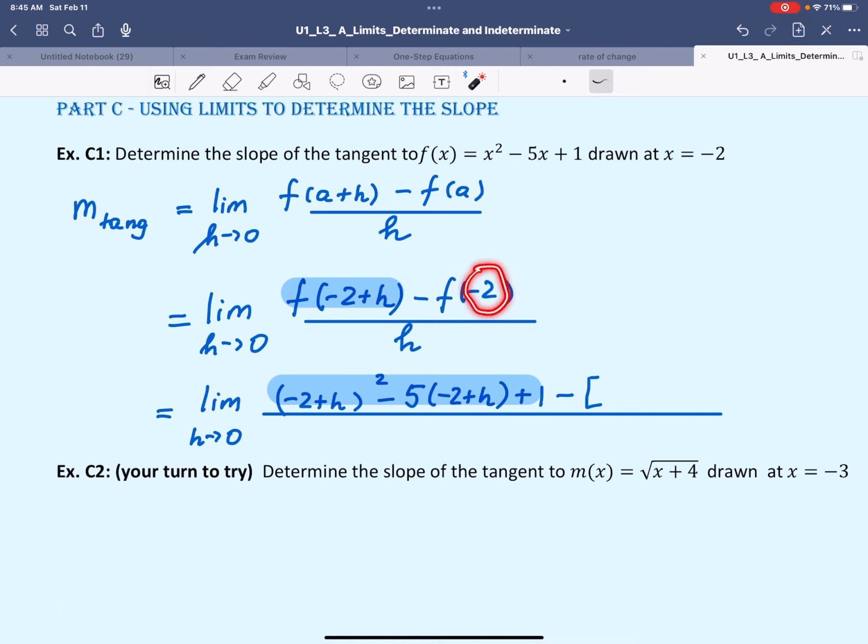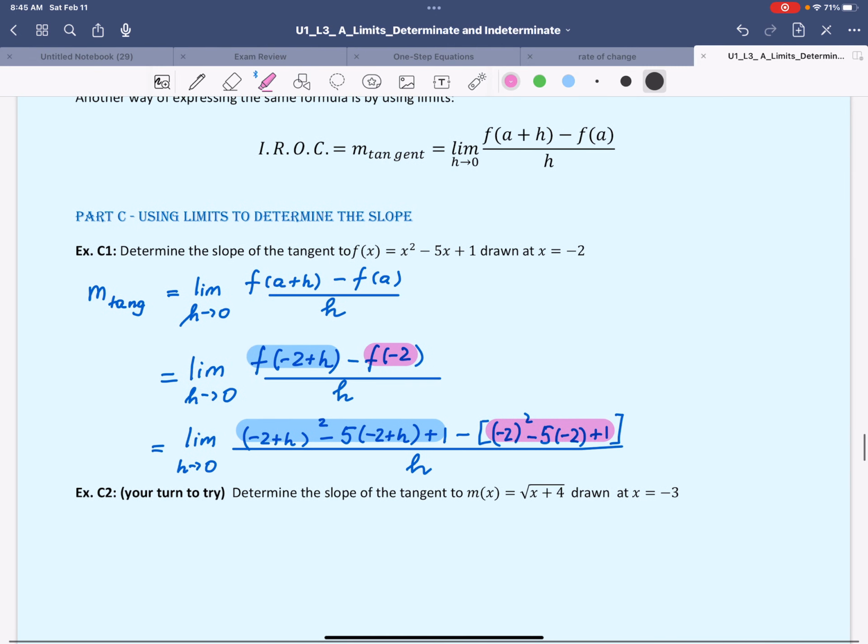So negative 2 squared. I'm writing the steps for obvious reasons. And then plus 1. And then we have over h. So this part in here is right here. So let's continue simplifying. I'm going to take this one up here.